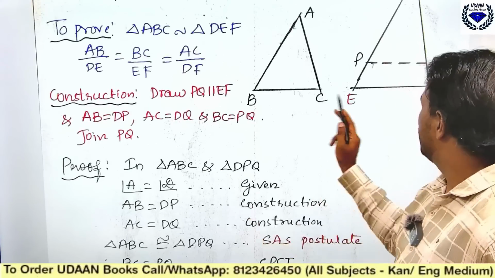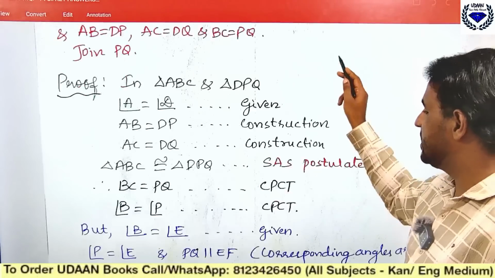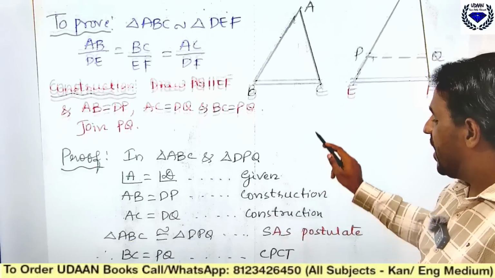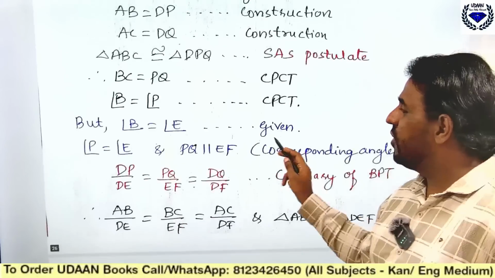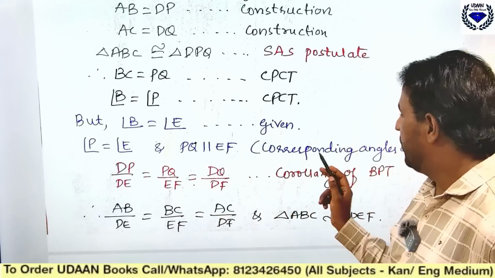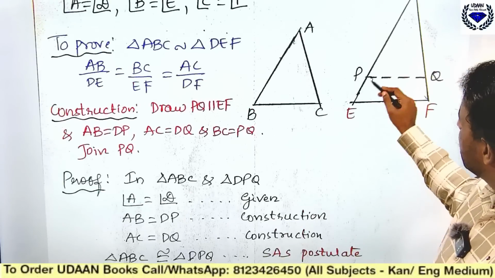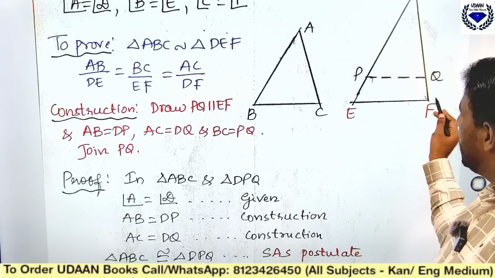Therefore, BC is equal to PQ by CPCT, and we know that angle B and angle P are equal. Why? Because it is given. Therefore, PQ is parallel to EF. Why? Corresponding angles are equal. These two angles are equal, so PQ and EF are parallel.